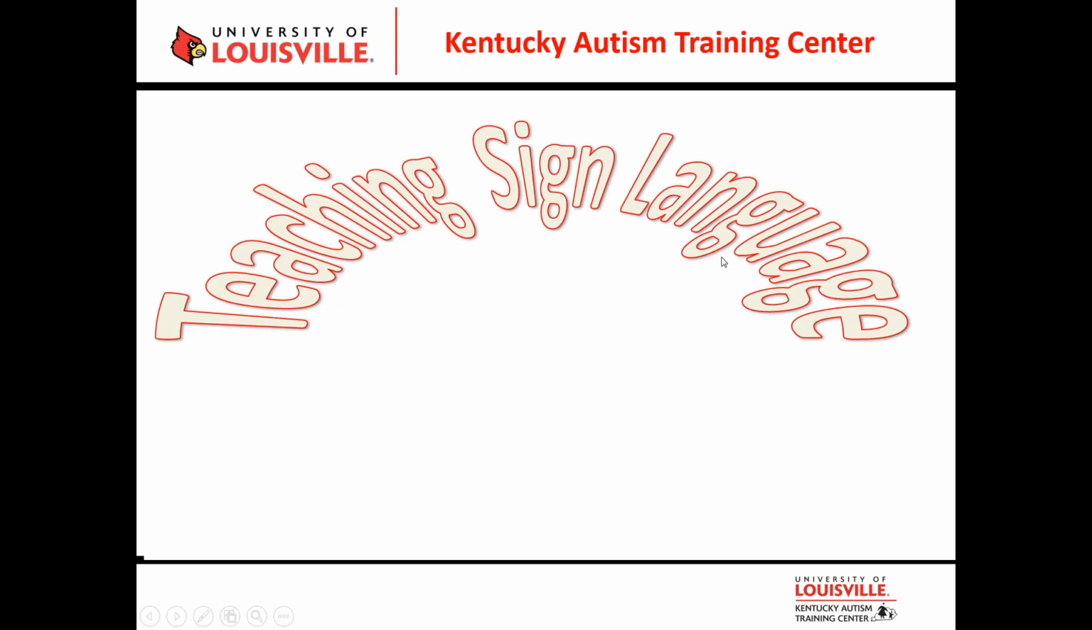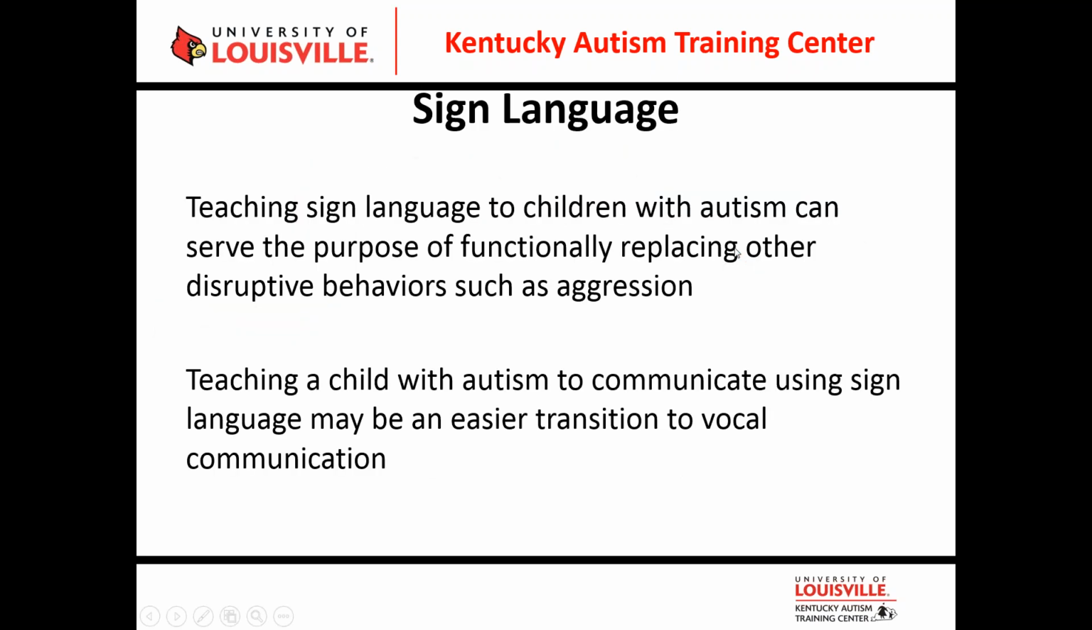And we also see that teaching sign language, if we're going to use some sign language to replace those disruptive behaviors or aggression, is a great tool to use, and PECs and devices, doesn't matter. But if we're going to use sign language, we want to think about, is it in the student's or the child's repertoire? Are they easy to teach? Are they going to be easy to replace those inappropriate behaviors?